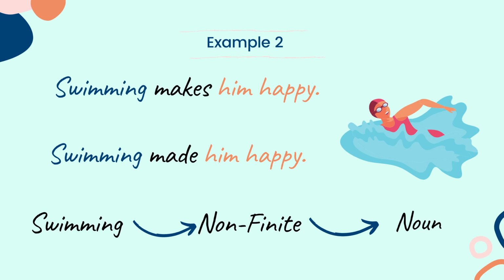Swimming makes him happy. Here, the sentence is in present tense. Swimming made him happy. Here, the sentence is in past tense. Notice how the verb swimming doesn't change in both the sentences. It is behaving as a noun in the sentence. So, swimming is a non-finite verb.